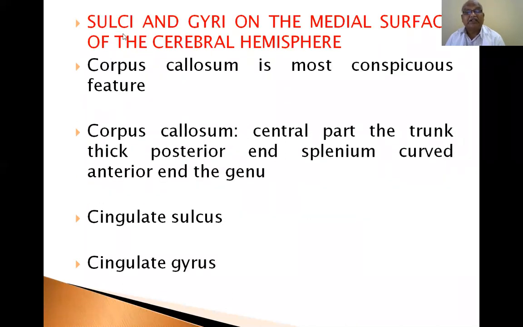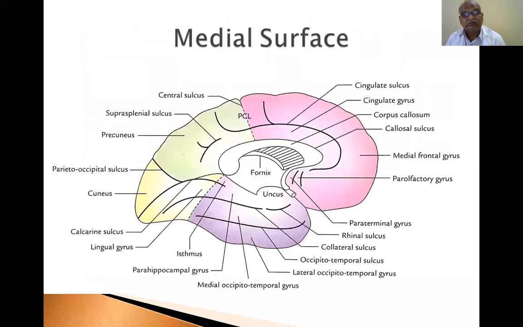Sulci and gyri of the medial surface of the cerebral hemisphere. The corpus callosum is the most conspicuous feature. It has a central part, the trunk, a thick posterior end, the splenium, and a curved anterior end, the genu. That means the anterior end is the genu, the posterior end is the splenium, the thick part, and the central part is the trunk. The corpus callosum is a white band connecting the right cerebral hemisphere and the left cerebral hemisphere.